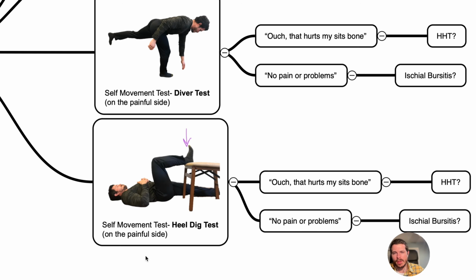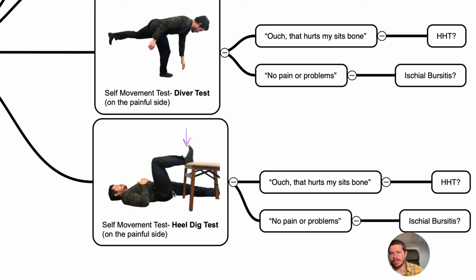Now let's do another self-movement test, the heel dig test. Take the painful leg, bring it up to about 90 degrees, and dig the heel into a stationary surface, so a chair, edge of a couch, somebody's hand, it doesn't really matter. And what's really nice about this is, again, you're not moving. So you're not moving the bursa at all.